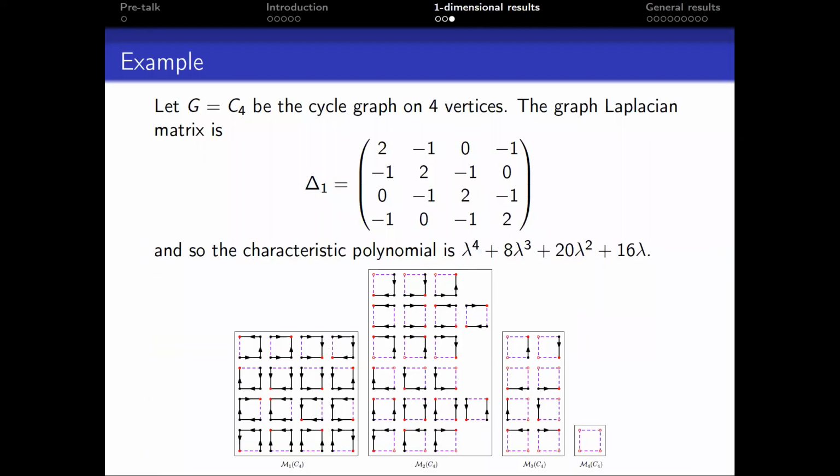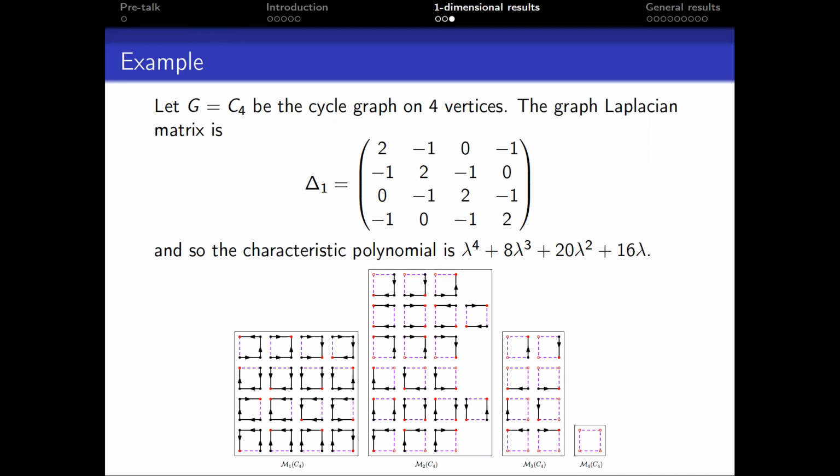So maybe you have to remove a tab here. I just wanted to give you an example, like the power of Biggs theorem applied to discrete Morse theory. Take C4, a cycle with 4 vertices. I think we are able to compute this. This is the Laplacian for C4. We compute the characteristic polynomial, and it looks like this.